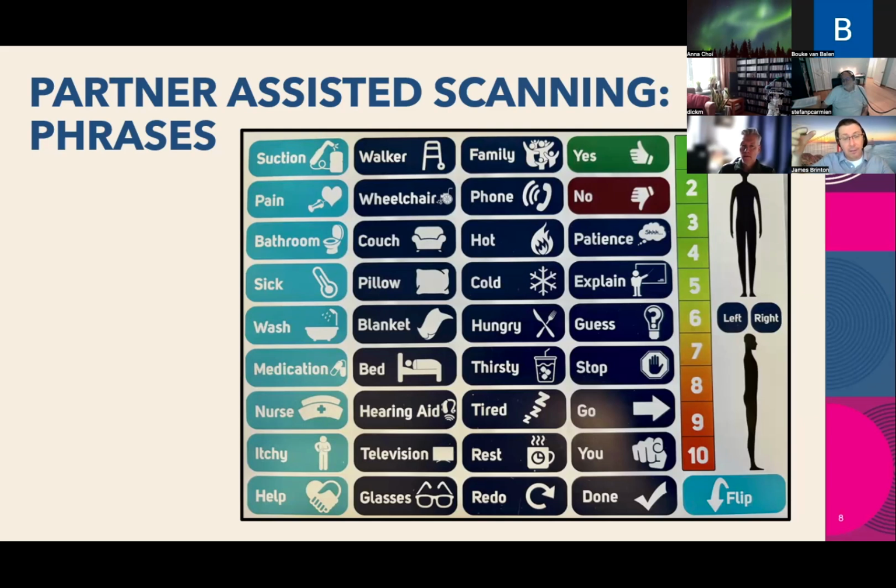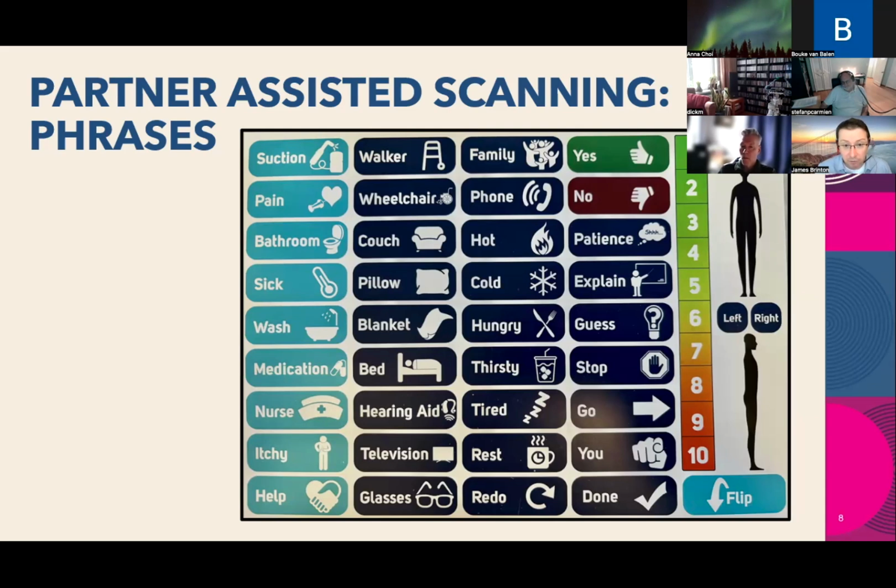Is it in your head? Is it in your neck? Is it in your shoulders? Is it in your abdomen? And we can scan through the body and watch for the person to give their signal to communicate with us where they're having pain. You'll notice next to those bodies, we have a numeric pain scale.